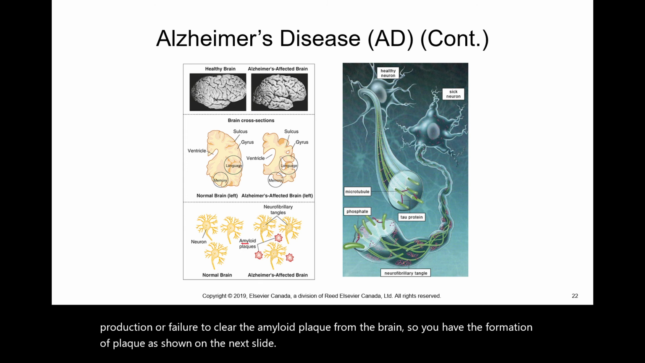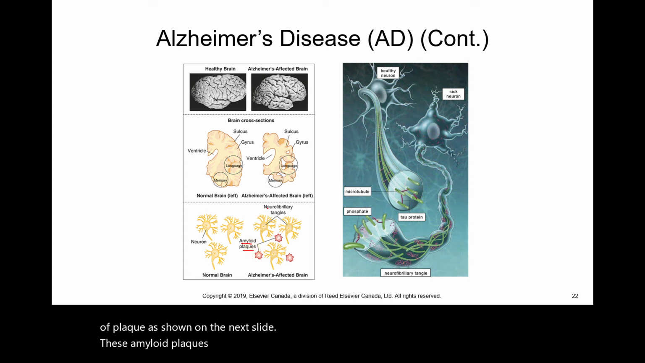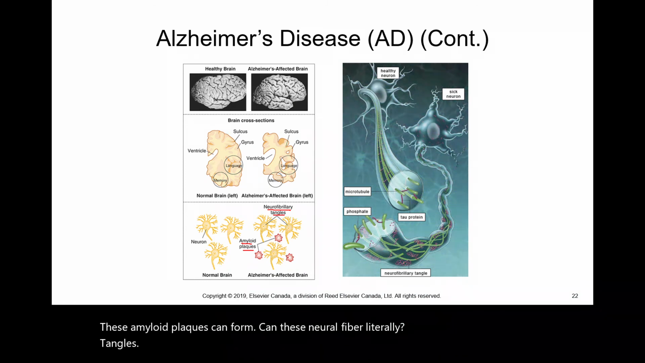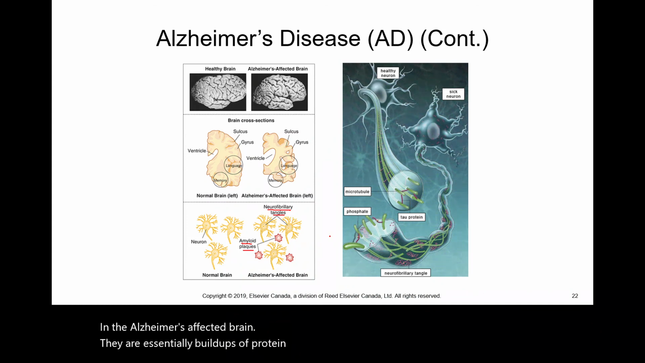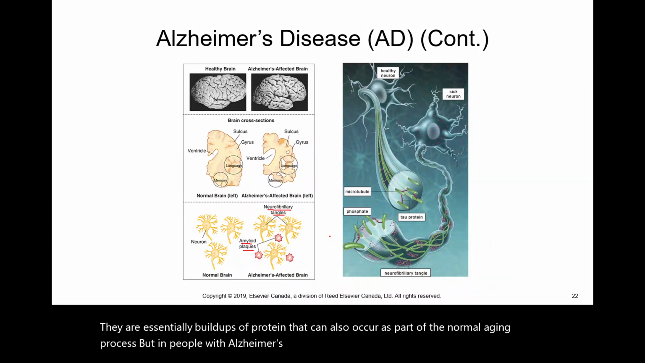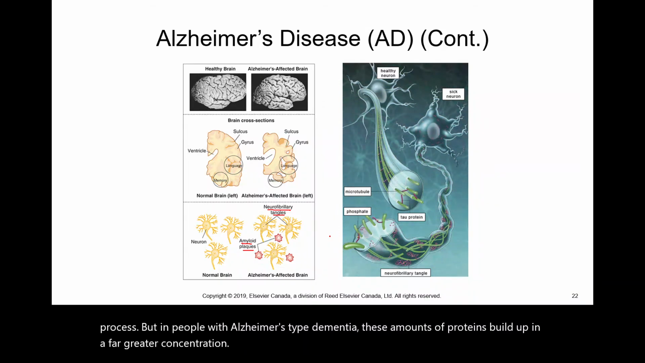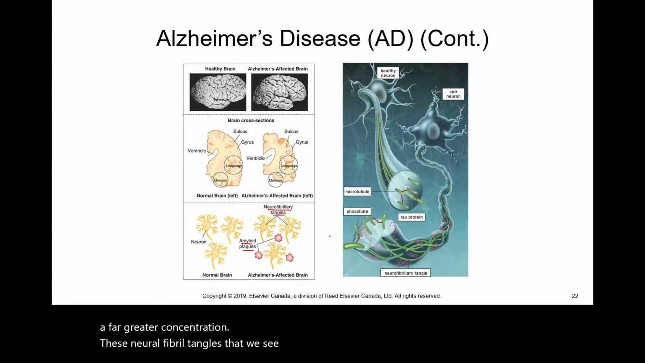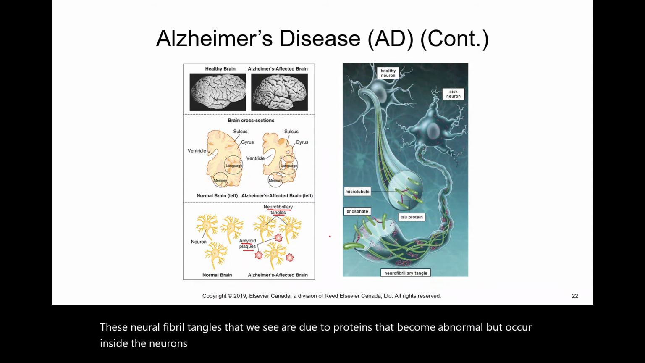These amyloid plaques can form, as can these neurofibrillary tangles in the Alzheimer's affected brain. They are essentially buildups of protein that can also occur as part of the normal aging process, but in people with Alzheimer's type dementias, these amounts of proteins build up in a far greater concentration. These neurofibril tangles that we see are due to proteins that become abnormal but occur inside the neurons rather than outside.